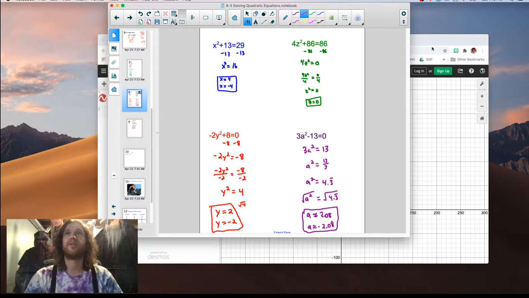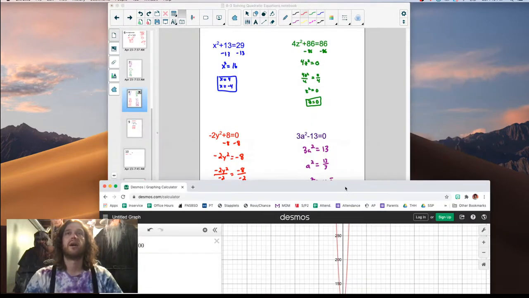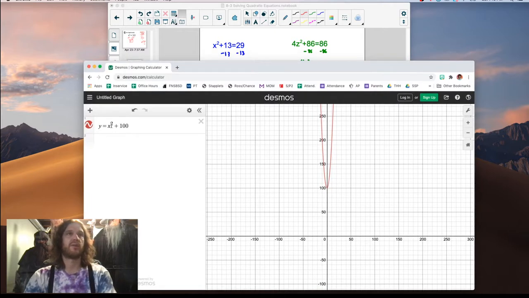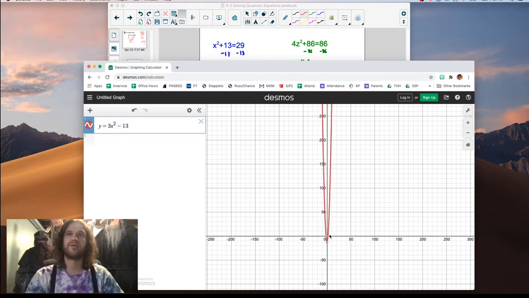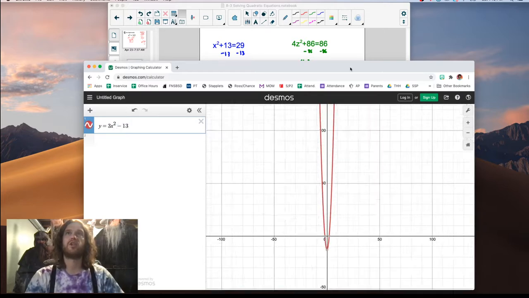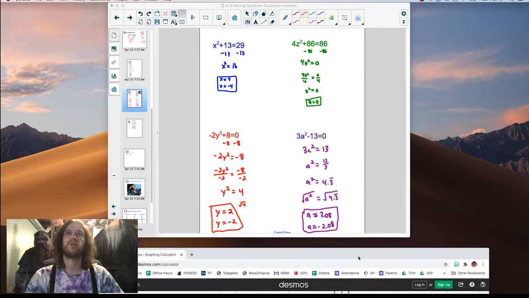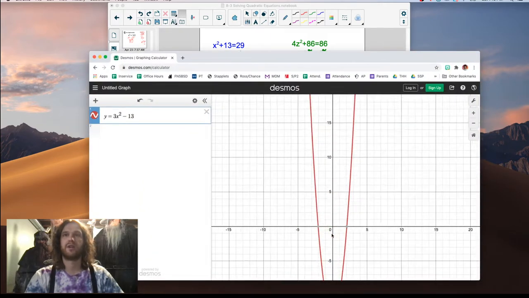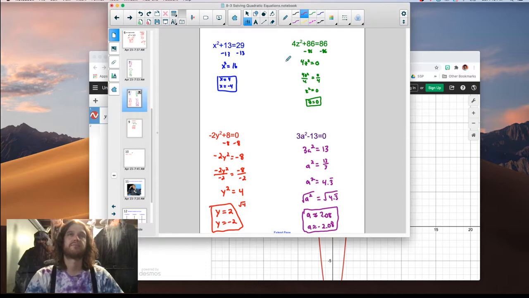So let's try one of the ones that does have a solution, like this one in purple. 3x squared minus 13. When I take a look there, let's zoom in. Now remember, it should cross the x-axis at 2.08 and negative 2.08. Let's make sure. Hey, look at that. 2.08, negative 2.08. Great, fantastic.